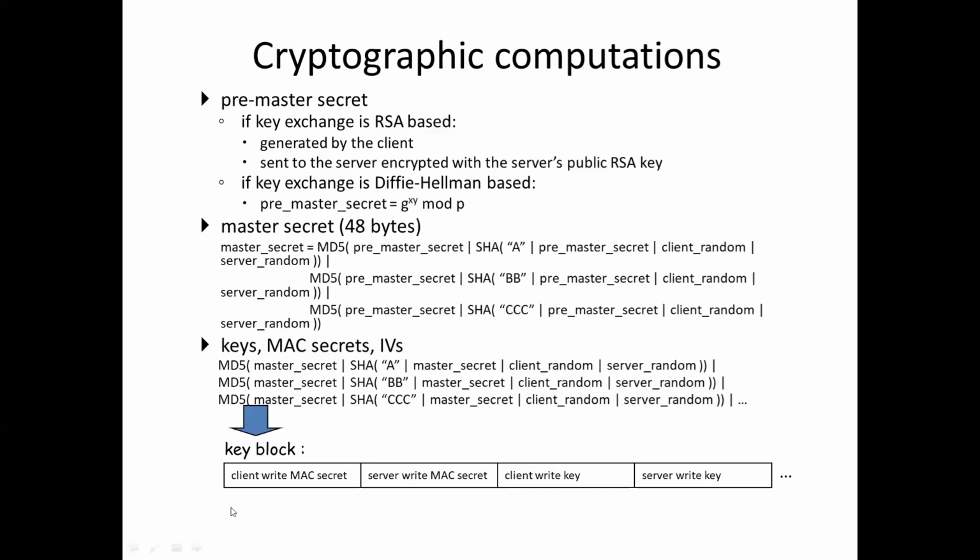So the key block basically contains the client write MAC secret, server write MAC secret, client write key, and server write key. So what do you mean by client write MAC secret? I think we have already seen. It is used to create the MAC for the client to server data. Likewise, server write means from the server to the client data.